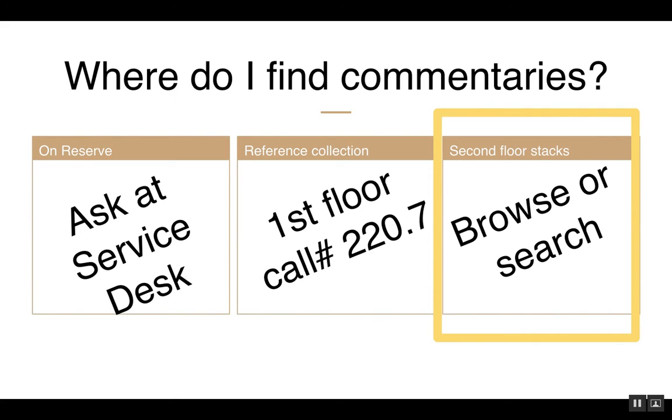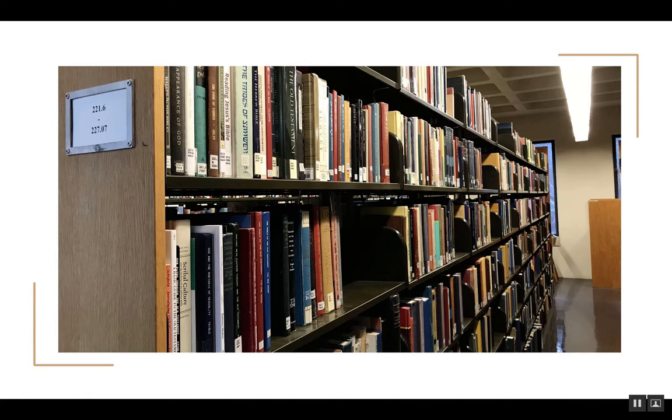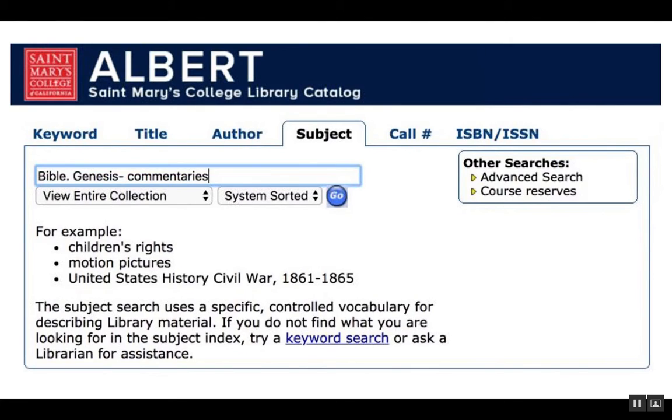You can also find more commentaries in the second floor stacks. These are copies you can check out. You can browse the 220 call number range for a volume on your book, or you can search for specific titles on the shelf in Albert, the online catalog. The best way to do that is to search for exact subject for Bible and the name of your book. For example, Bible, Genesis, commentaries, or Bible, Mark, commentaries.